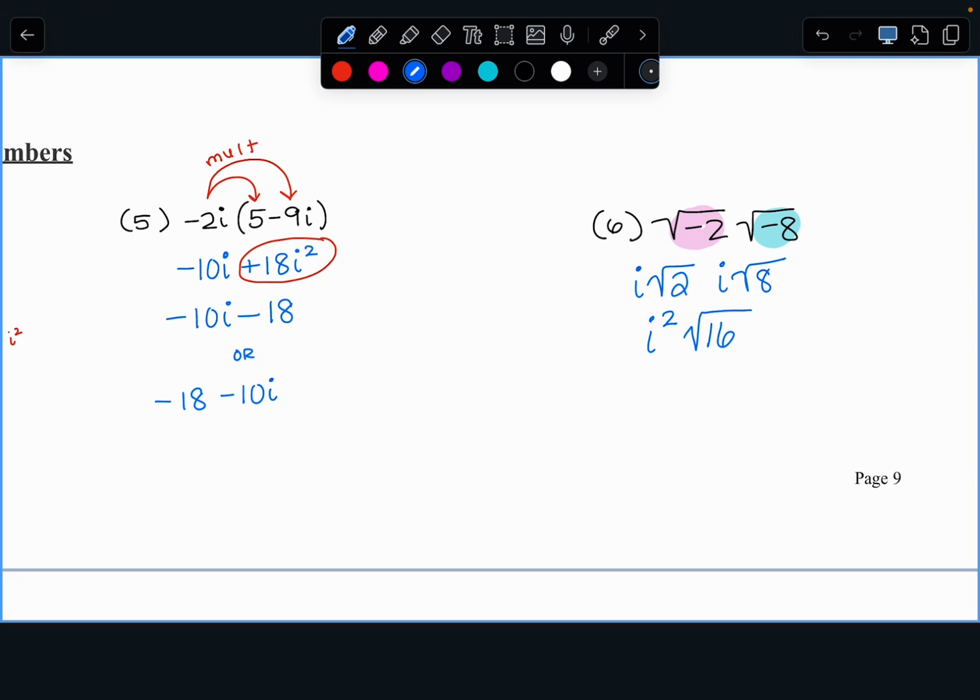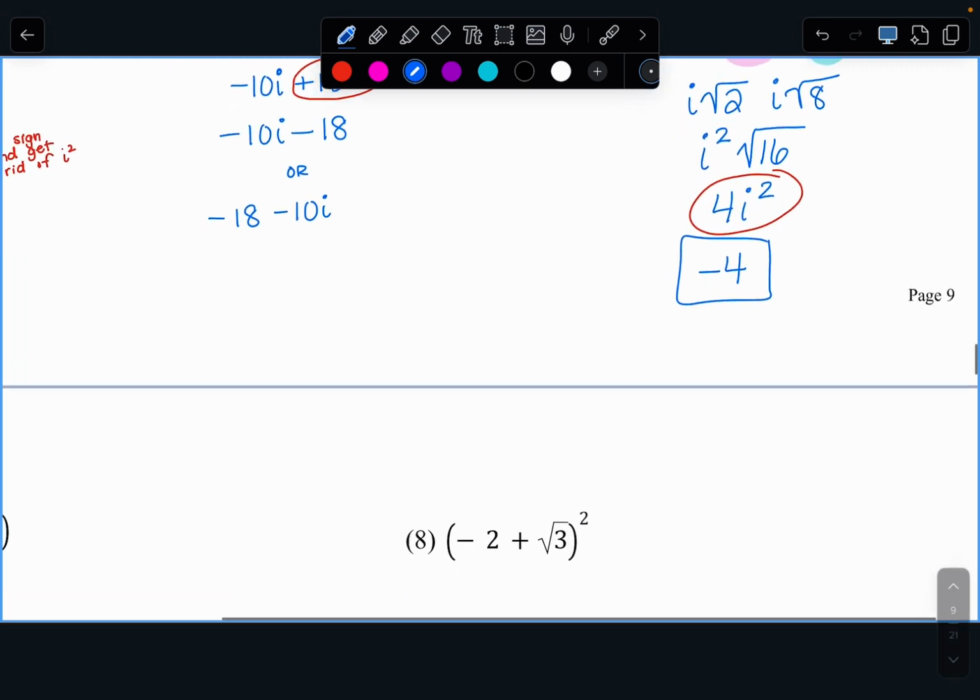What's the square root of 16? 4. You were so close, yes. 4. But what does the i squared mean? Change that sign. So what is my final answer? Negative 4. Kinda, sorta, maybe. Why do we use an i? Because it's imaginary. I know there's going to be an i whenever I have what under a square root? A negative. Good. All right, let's keep going.